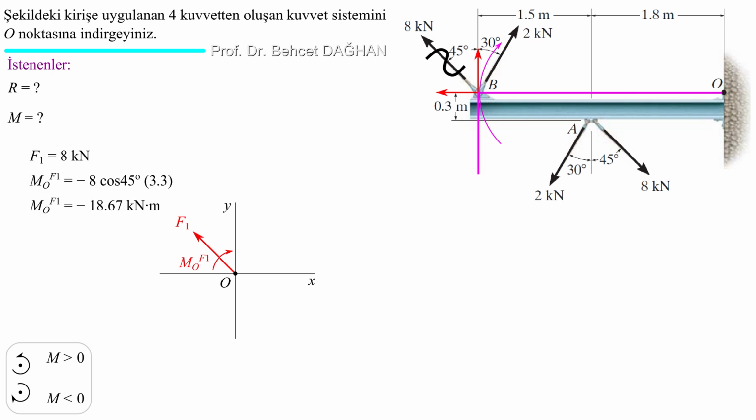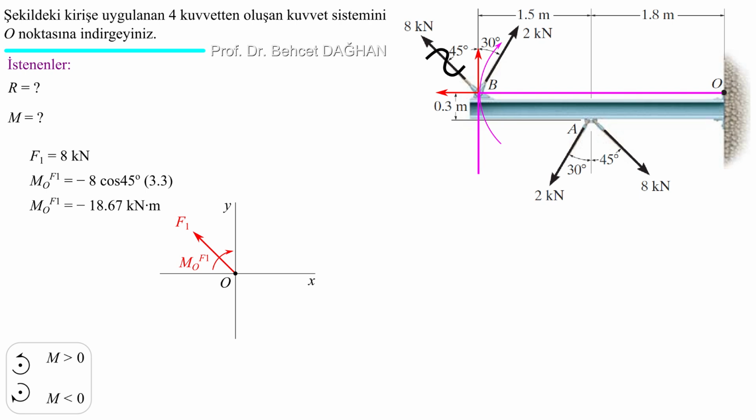Let's first reduce the 8 kilonewtons force through point B to point O. When reducing a force to any point, we carry the force as it is, without disturbing its direction and magnitude. But in addition to this, we place and apply a couple. What will be the direction and magnitude of the moment of this couple? The direction and magnitude of the moment of this couple will be equal to and in the same direction as the moment of the force about the reduction point.